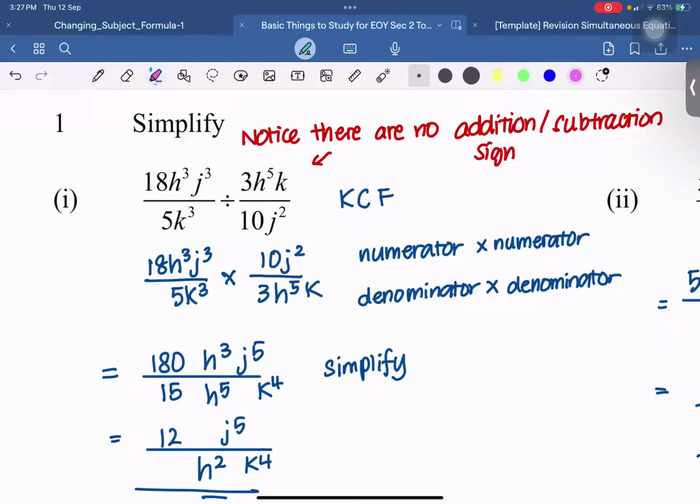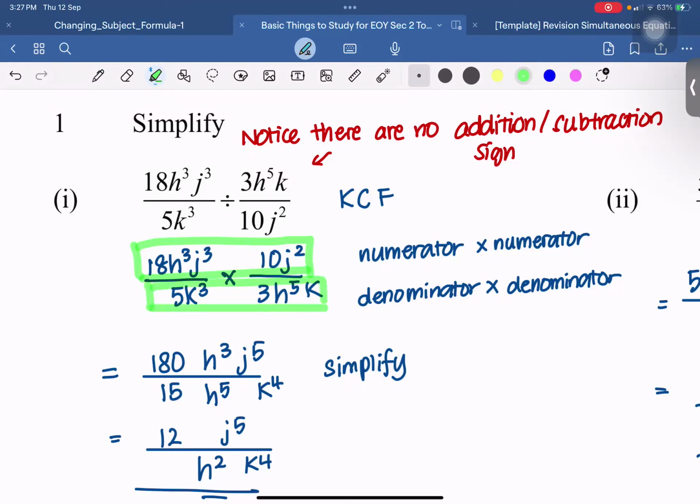The teacher who marks your paper is not me. Other people mark my paper. If you start cancelling, they can say that you cancel without working. So try not to cancel. I also don't like to start cancelling and then forget the numbers. So usually I will multiply numerator with numerator, and denominator with denominator.